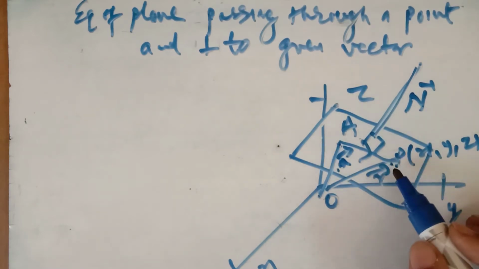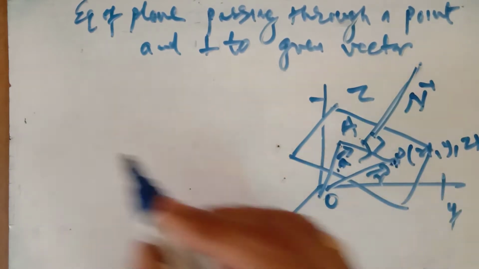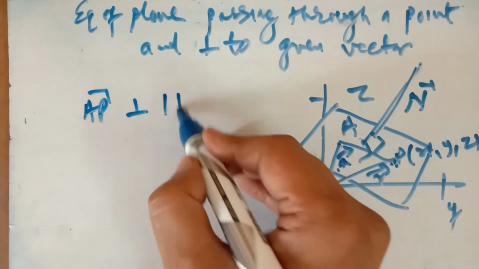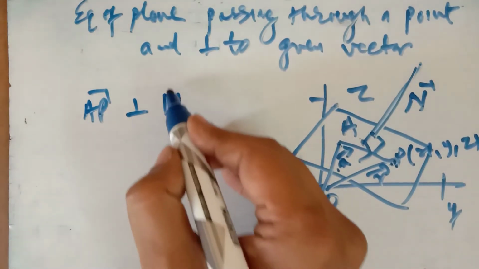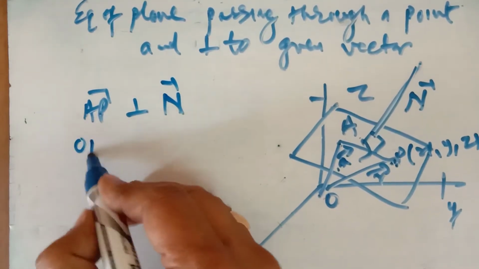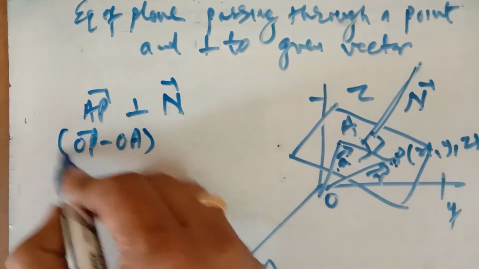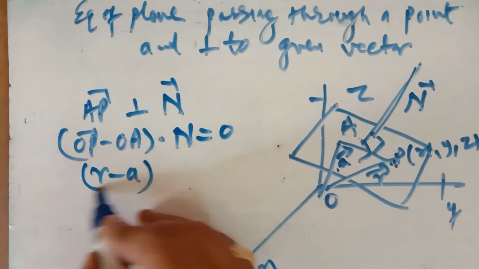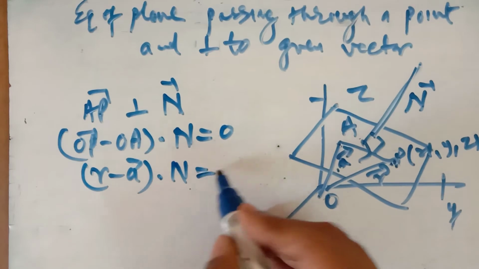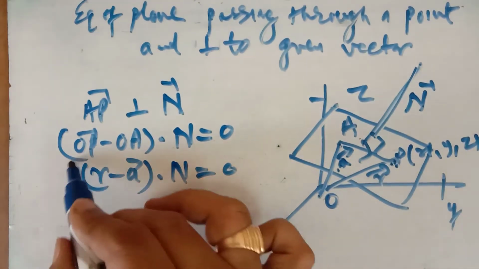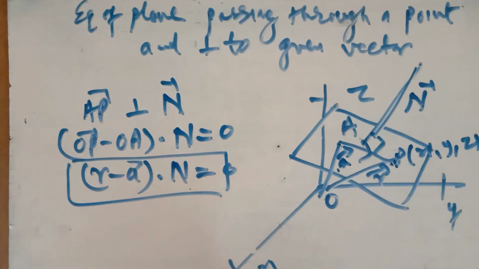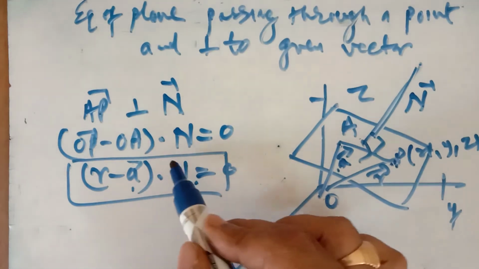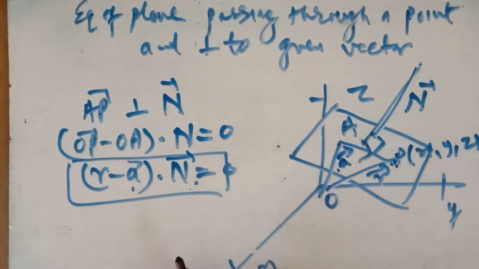lies in this plane if and only if AP will be perpendicular to the vector n, and AP is the position vector of P minus position vector A, dot product with n will be equal to 0. So this is the equation of the plane passing through a point A and perpendicular to the vector. So this is the equation of the plane perpendicular to a vector and passing through a point whose position vector is A and the normal vector is n. This is the vector form of the equation of the plane.